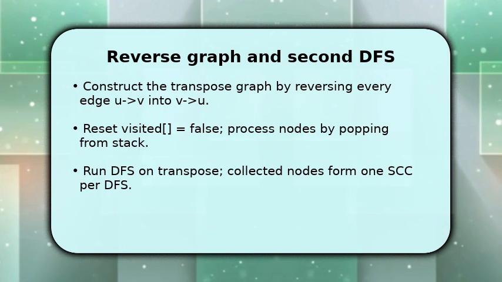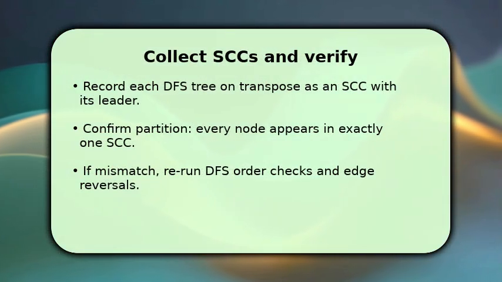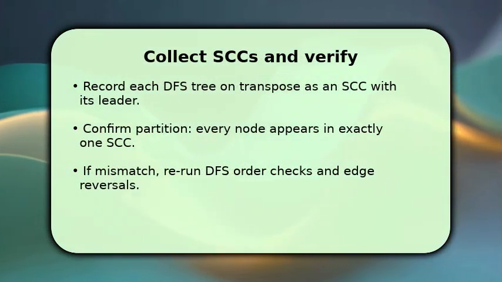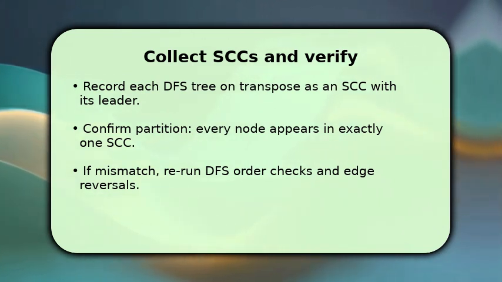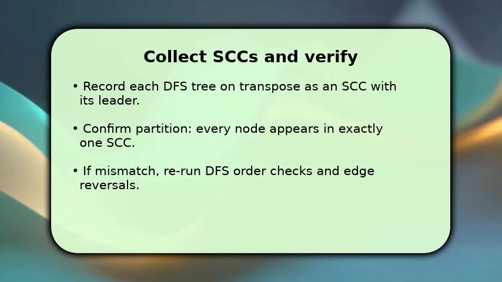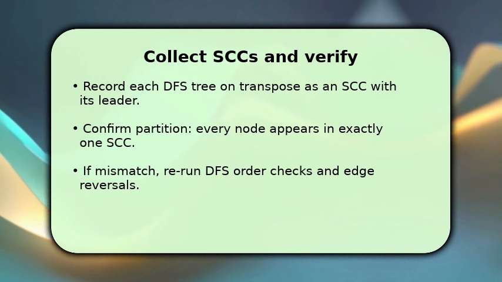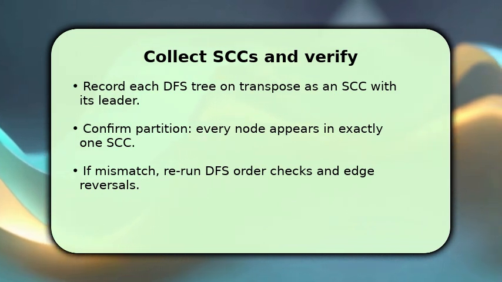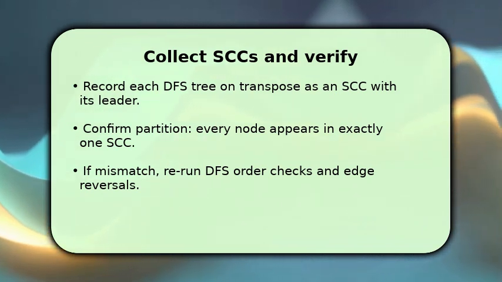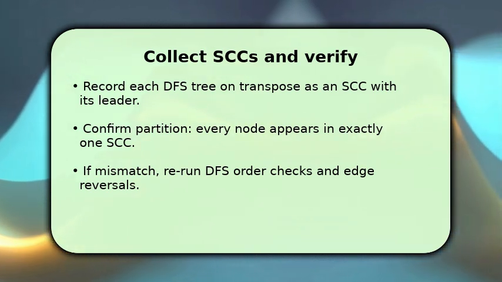You finish by collecting each DFS tree from the transpose as a distinct SCC and storing them, typically keyed by the leader node. Verify that the collection partitions all nodes with no overlap and that each SCC is internally reachable. If sizes or counts seem wrong, make sure the initial finish order stack was correct and that every edge was reversed exactly once. Rerun the first DFS or the transpose construction if needed to fix ordering or reversal.